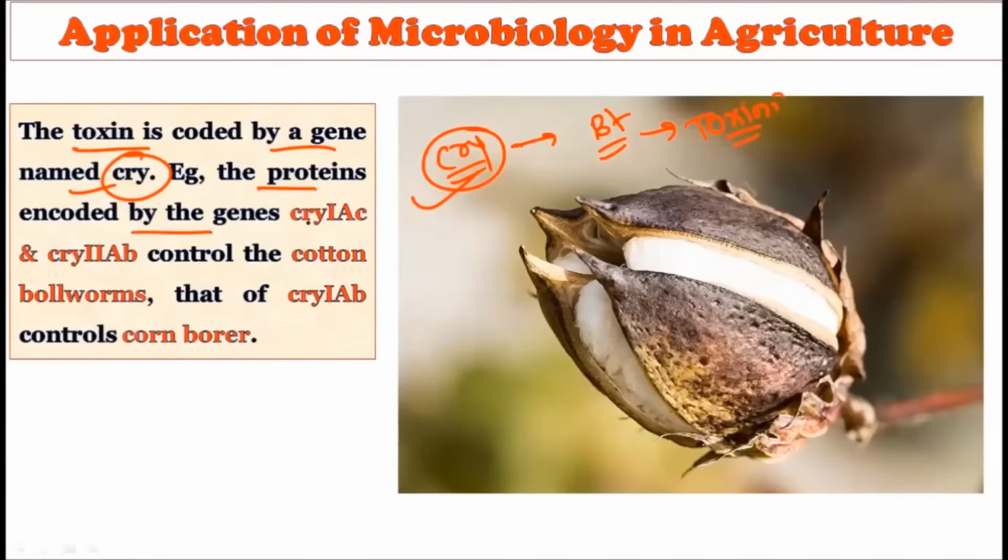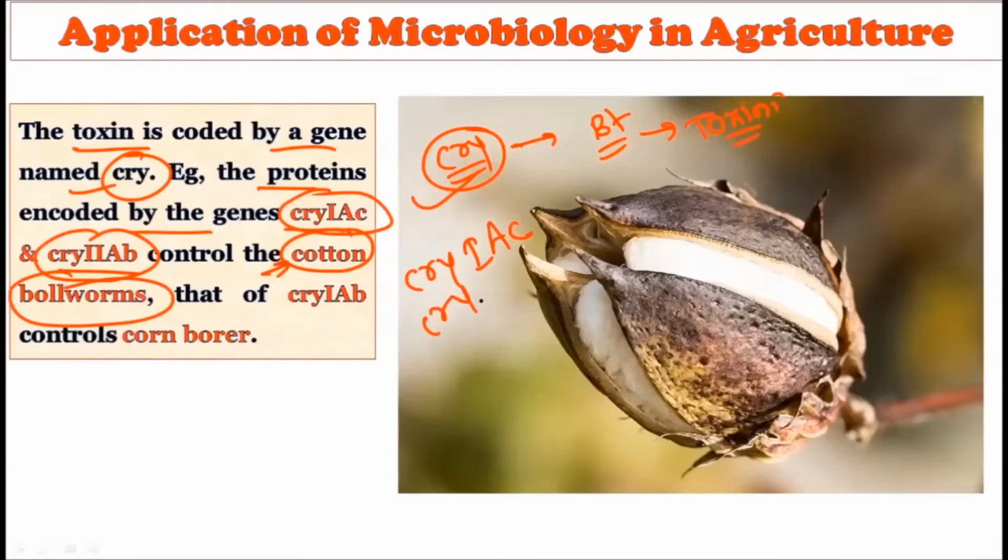Now the protein encoded by the genes that is cry 1AC then cry 2AB control the cotton bollworms. ओके, कॉटन बॉलवर्म्स जो होते हैं उनको कंट्रोल करने के लिए जो टॉक्सिन प्रोड्यूस किया जाता है, इट इज प्रोड्यूस्ड बाय द क्राई 1AC एंड क्राई 2AB. ओके, सो cry 1AC and cry 2AB, both these genes produce the toxin which kill the cotton bollworms.